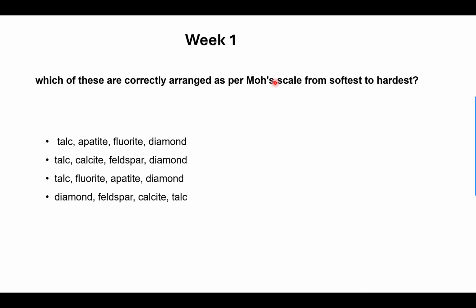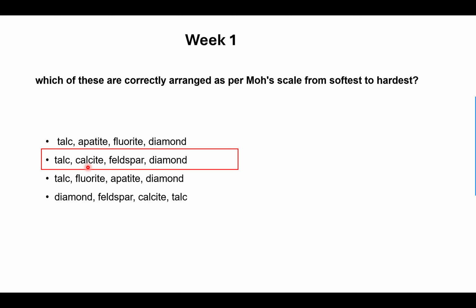So here we have options: talc, diamond, calcite, feldspar, apatite. We all know that diamond is one of the hardest elements of these, so that has to be the hardest. And talc, basically the powder that we sometimes use for various purposes, has to be the softest. So it has to be one of these three.